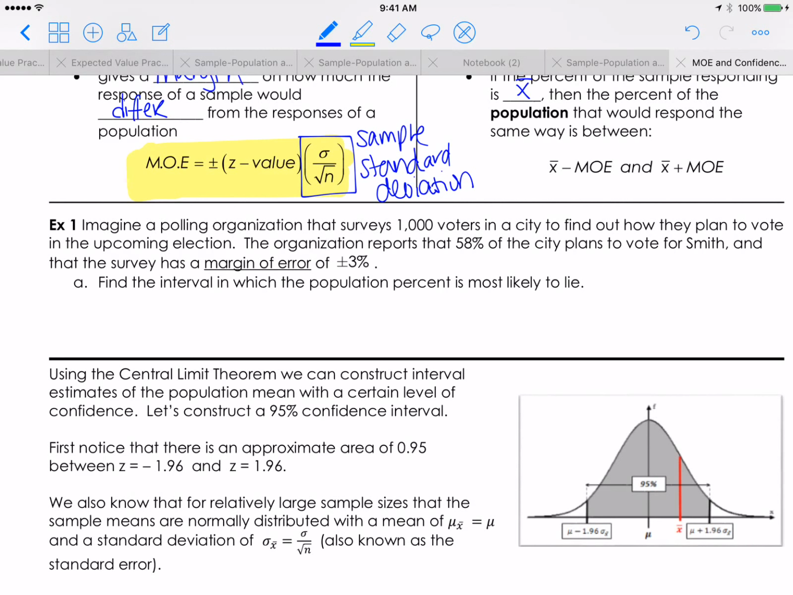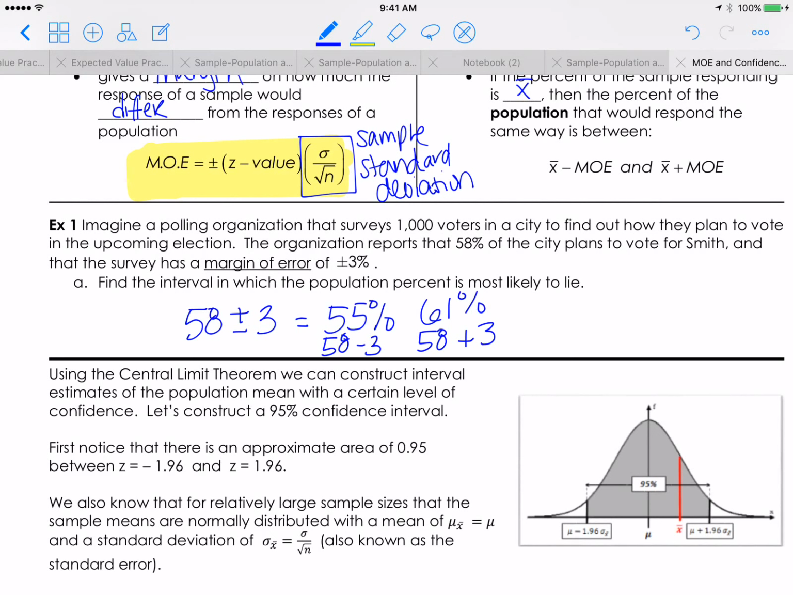So basically saying that 58% plan to vote for Smith. The margin of error is 3%. So what do we think that means? Well, that would mean that 58% want to vote, and then you have your plus or minus 3. So then we would have 55% if you did the 58 minus 3, and then you would have 61% if you did the 58 plus 3.